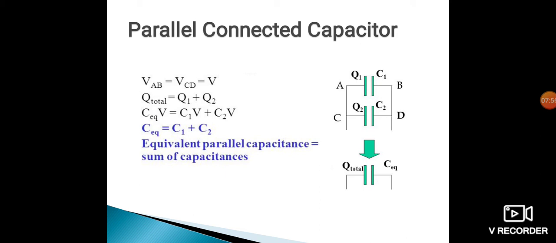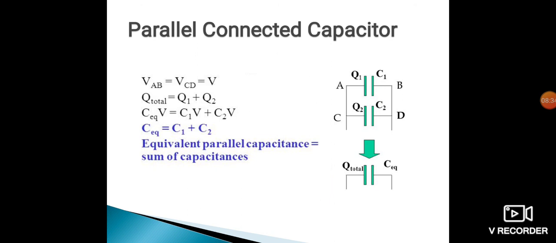I will repeat again. As it is a parallel connection, the charge will get divided. So, the total charge Q total will be given by the addition of the charges across the parallel connected capacitors, that is Q total is equal to Q1 plus Q2. Q has a formula, that is Q is equal to CV, which we have already seen for the series connection. So, instead of Q total, we can write C equivalent into V.